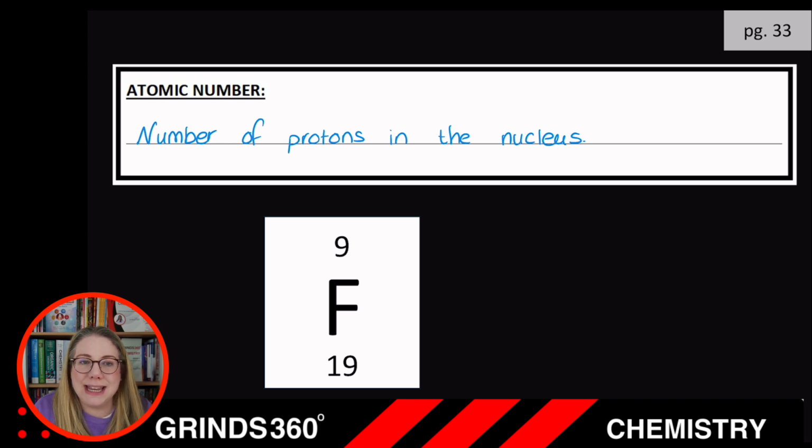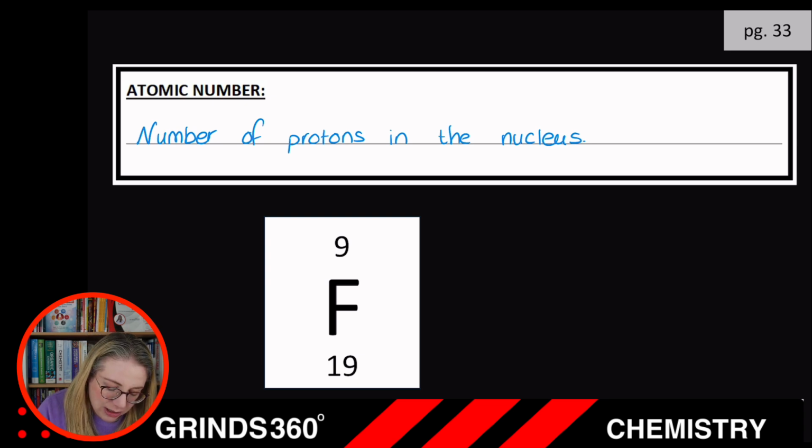And every single element has its own unique number of protons in the nucleus. That's what differentiates each element from another one. So if we were to look at the element that you see on the screen, you can see the element fluorine. So capital F is fluorine.